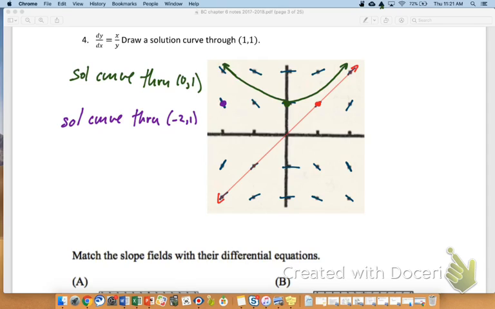Can I show you the most common error here? This is the most common error. You start here and you draw this nice curve right through here, and then you just continue on your merry way through there, and you say, "Hey, there's my solution curve." It's not a function.